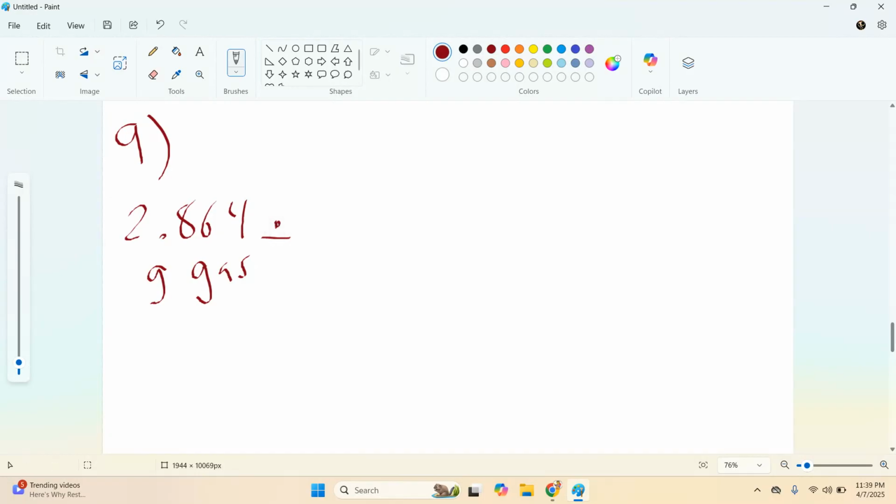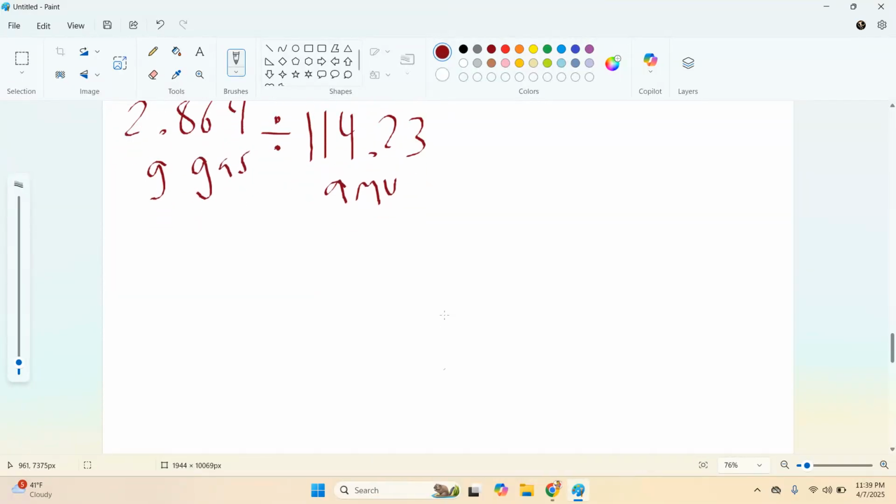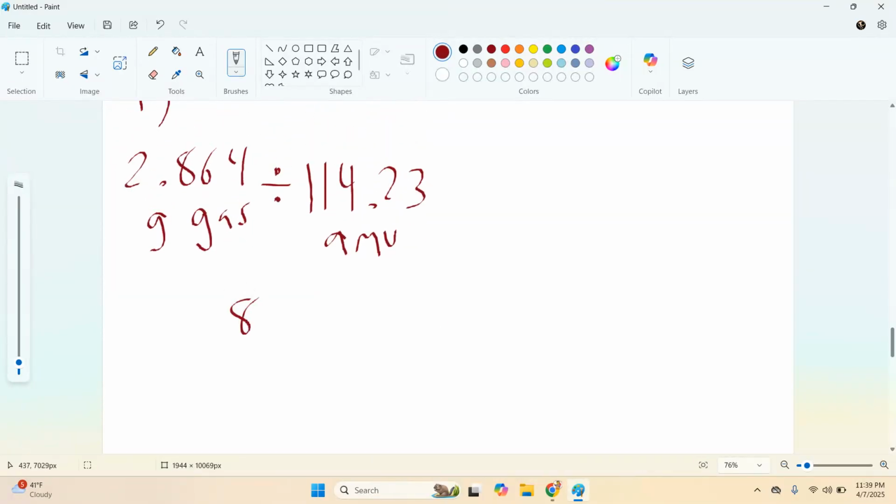Next, to convert from grams into moles, we are going to divide by the molar mass of gasoline, the molar mass of C8H18. So I'm going to Google C8H18 molar mass, and I get 114.23 AMU. That's the molar mass of gasoline. That's what you get when you add together 8 carbons and 18 hydrogens from the periodic table.